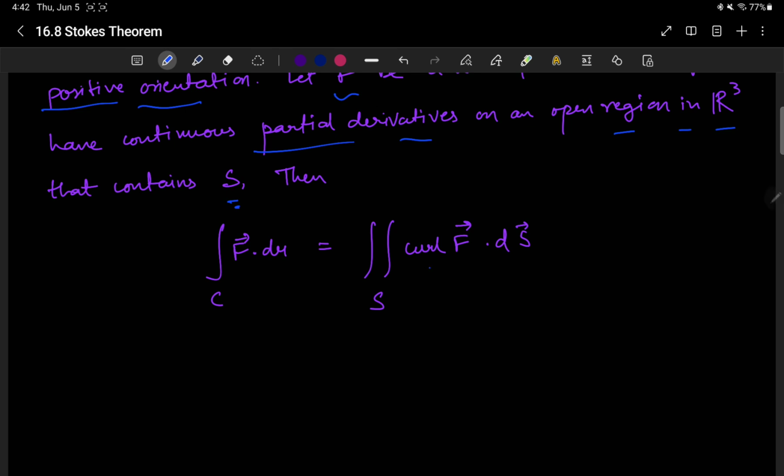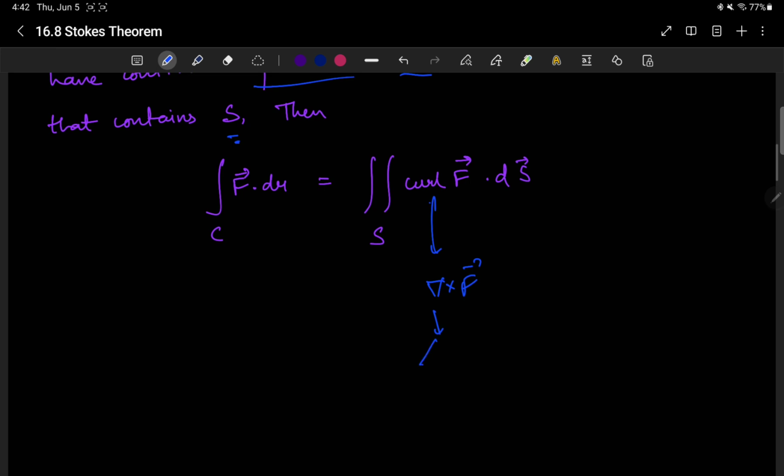Remember what curl is, right? Curl is del cross F. And what is del? Del is a differential operator. Which means on the right hand side you have a double integral, a surface integral, and then a derivative, and on the left hand side you have a single integral. And again the integrals in that sense sort of cancel out, right?